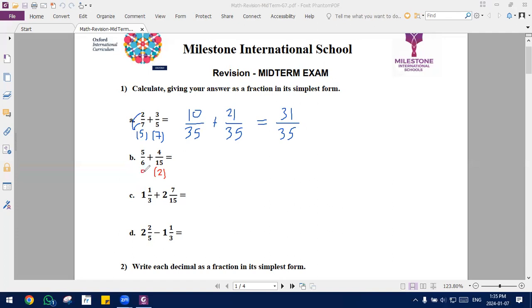and we multiply 6 by 5. So 5 times 5, 25 over 30 plus 8 over 30. So 25 plus 8 will get 33 over 30.